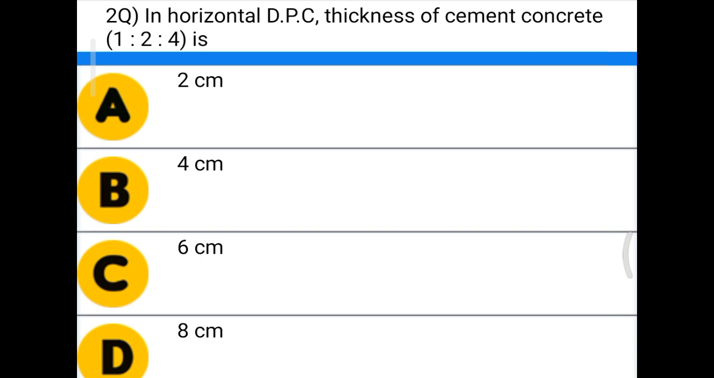Next question, in horizontal DPC, thickness of cement concrete 1:2:4 is option A, 2 cm, option B, 4 cm, option C, 6 cm, option D, 8 cm. The correct answer is 4 cm.